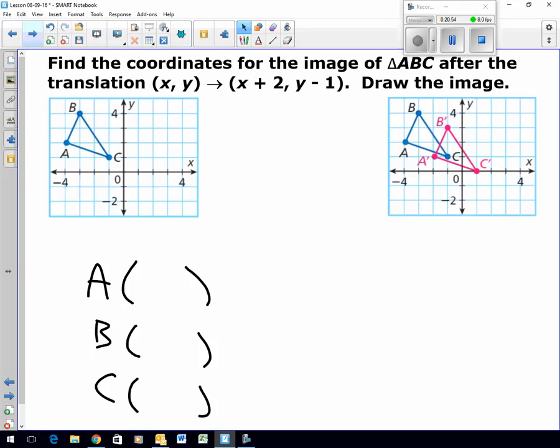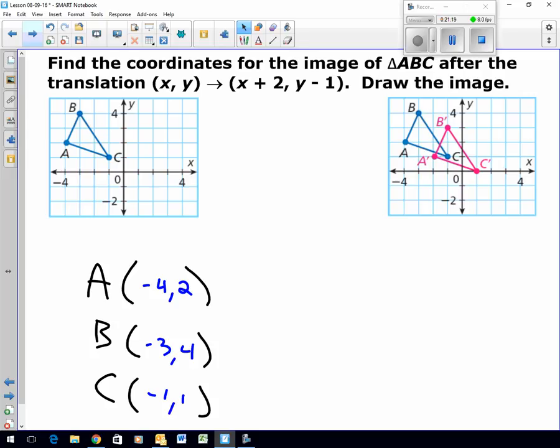What's A? -4, 2. Perfect. B. -3, 4. Let's see. -1, 1. Awesome. Don't have to reteach anything about the coordinate plane. Everybody get that? A, B, and C. That's where we got to start.